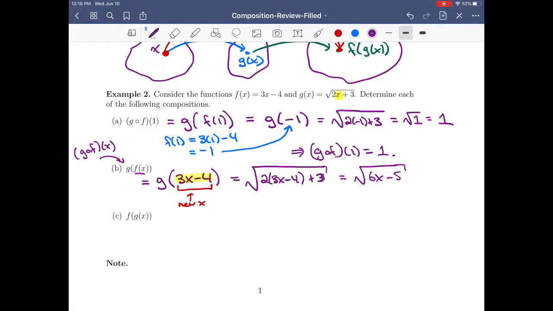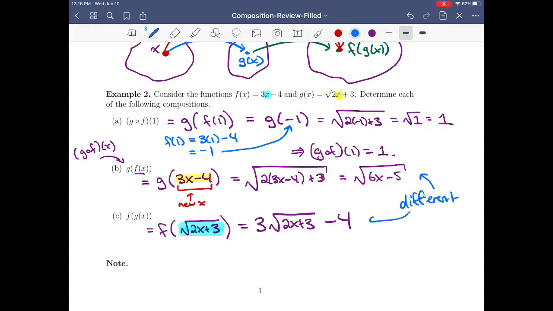Now, what happens if we do it in the other order? Will it be the same? So we're going to have f of the square root of 2x plus 3. Just like before, wherever we see an x in f, we're going to instead put in g of x. So this is going to be 3 times the square root of 2x plus 3, minus 4. We can see that these are very different functions. They even have different domains.